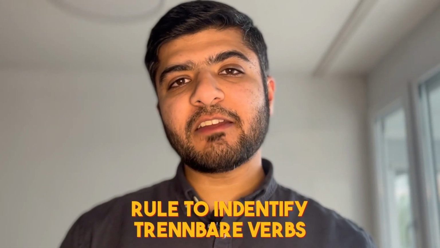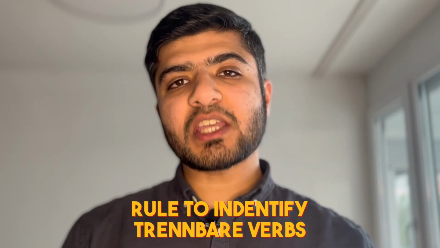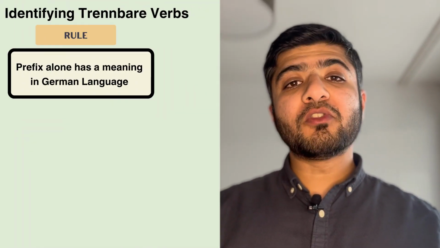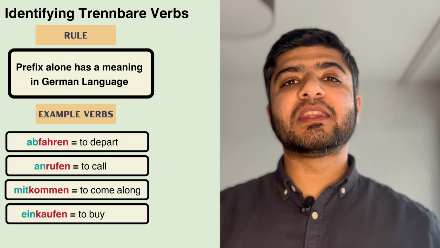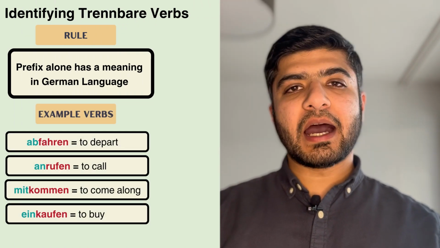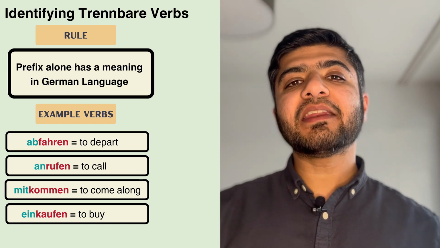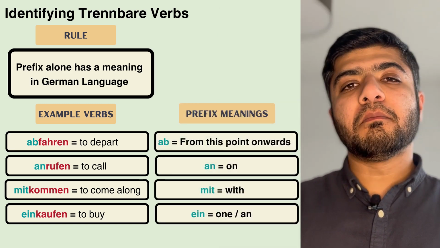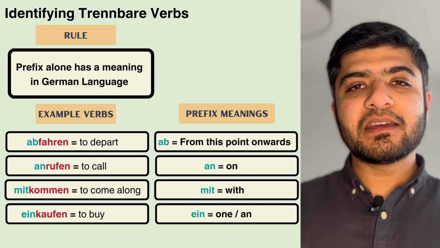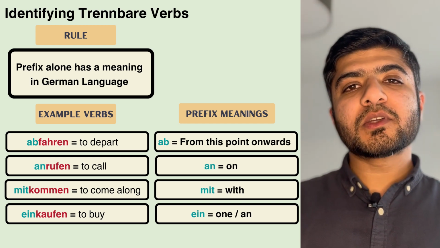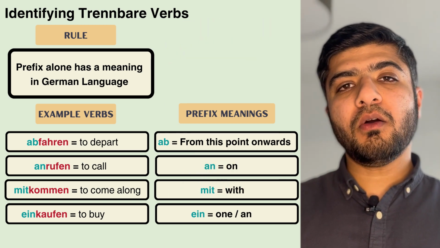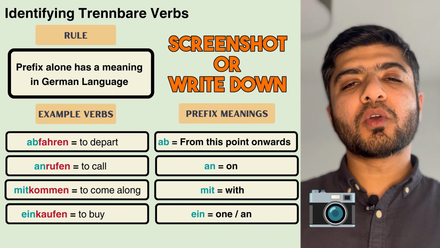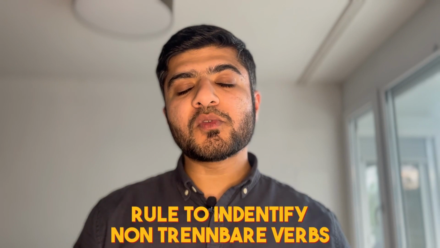The rule to identify verbs which are Trennbare or separable is that the prefix of these verbs alone has a meaning in the German language. Example verbs with these prefixes are abfahren, anrufen, mitkommen, einkaufen, etc. Ab means from this point onwards. Mit means with. Verbs with these prefixes are always Trennbare. You can pause the video right now and take a screenshot or write them down so that you don't forget.